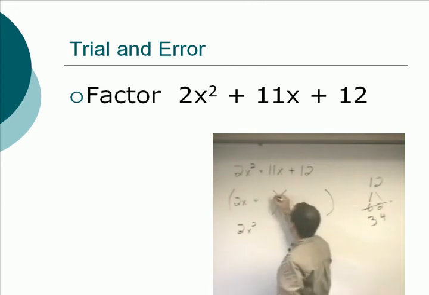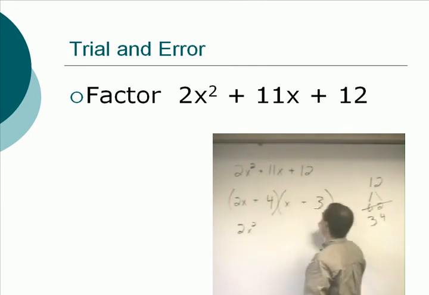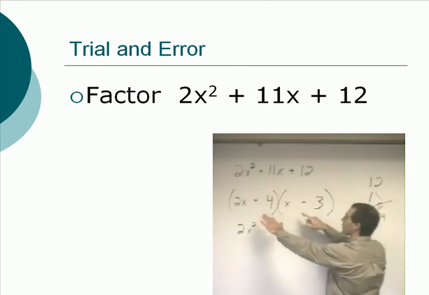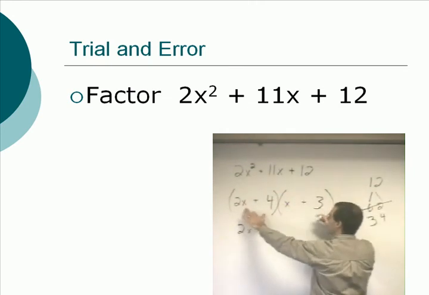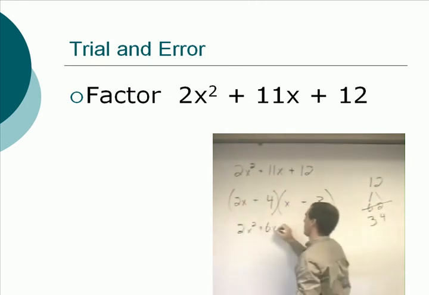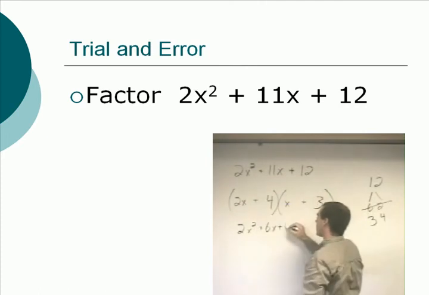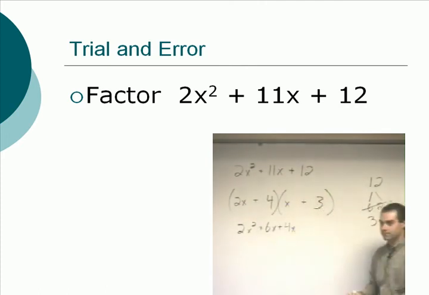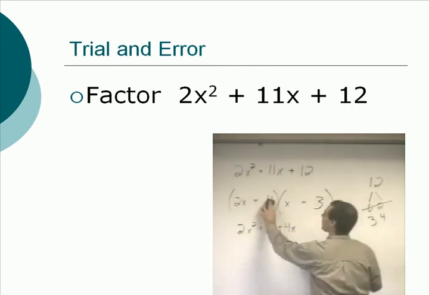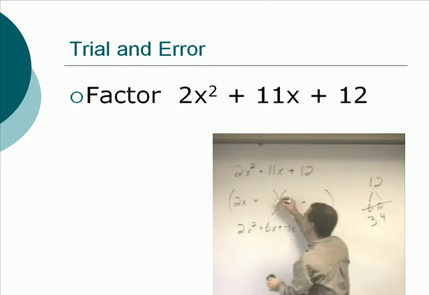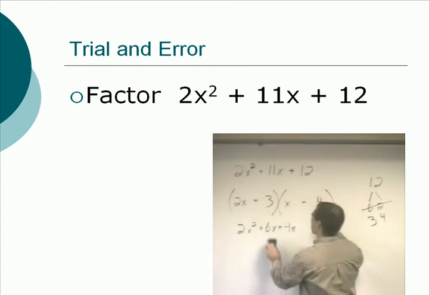I don't know, let's try 4 there and 3 there. So now we have 2x squared plus 6x plus 4x. Does that do the trick? No. Are you sick of trial and error yet? Should be getting there. Okay, so 4 and 3 don't work, but what about, got to try the other combination, 3 and 4.